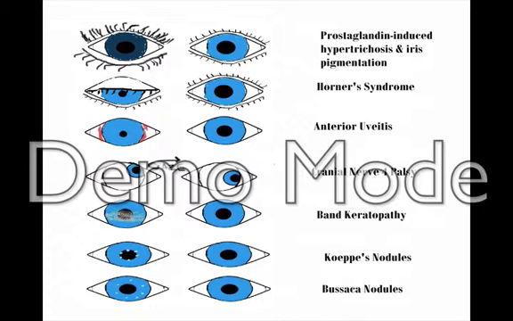In the fifth image, we notice horizontal deposits across the cornea, classically seen as band keratopathy, related to excess calcium levels. The last two images are seen in inflammatory conditions. These nodules are important to look out for when seeing patients with uveitis.